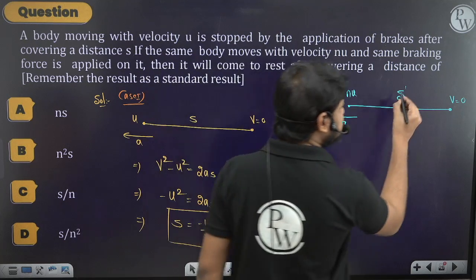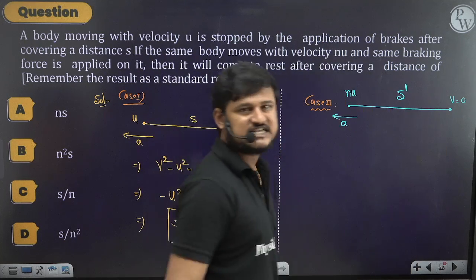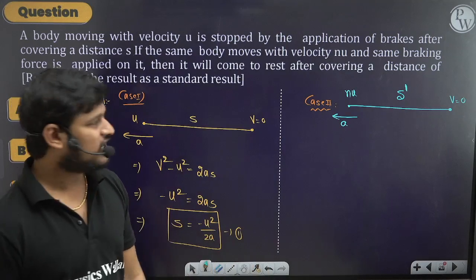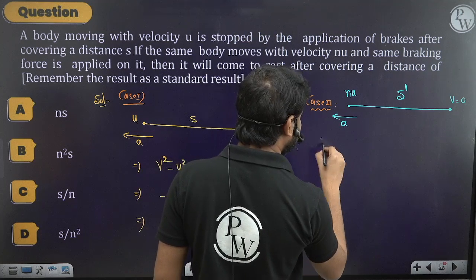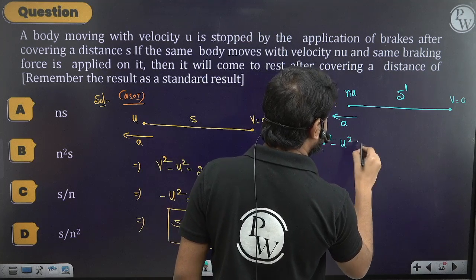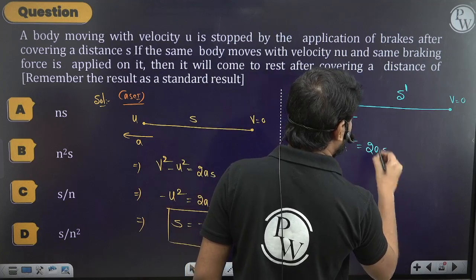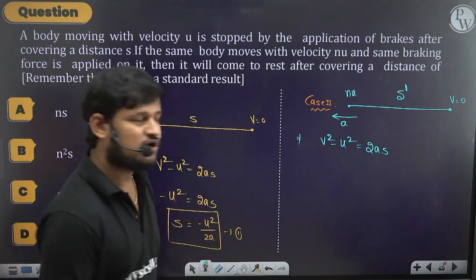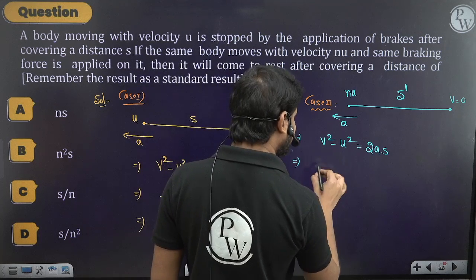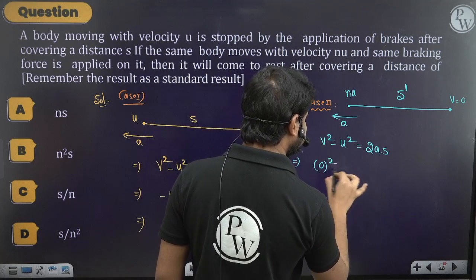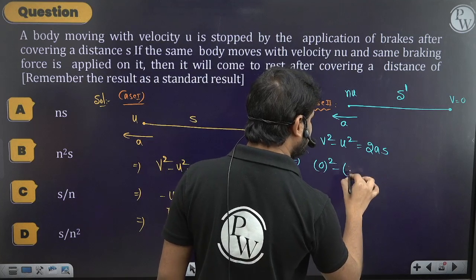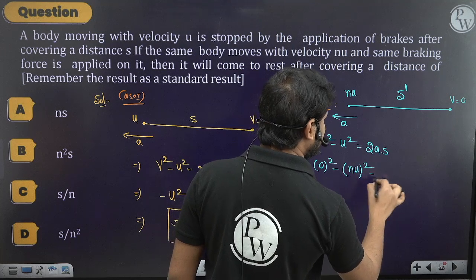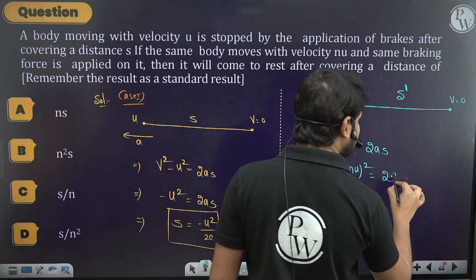Let the distance after which it stops be s dash in this case. Now apply the same equation again: v square minus u square is equal to 2as. From here, the final velocity 0 whole square is equal to the initial velocity nu, whole square, and then 2, and the acceleration is the same in both cases.